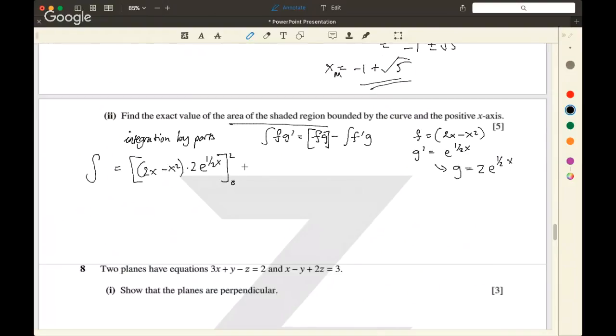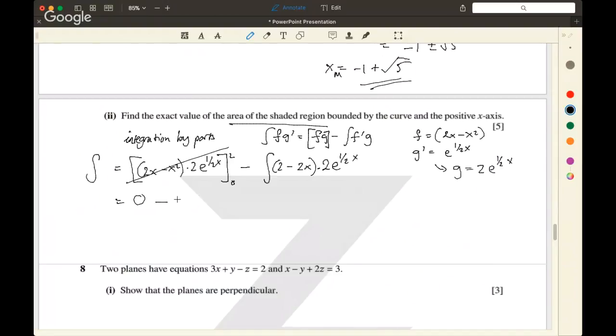between 0 and 2, minus the integral of this thing differentiated, f prime, which is 2 minus 2x, times g, which is 2 e to the 1/2 x. Remember, e to the 1/2 x is g prime. That means that g must be 2 e to the 1/2 x, because if I differentiated this g, the 1/2 would cancel. And we notice that this bit is going to be 0, because when I evaluate it at 2, it's going to be 2 times 2, which is 4, minus 2 squared, which is 4, which is 0. And then if I evaluate it at 0, I get 0 minus 0. So this whole thing is 0.